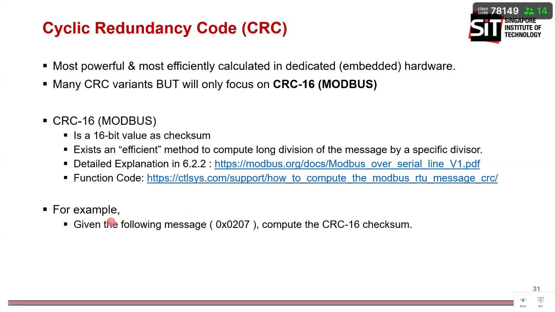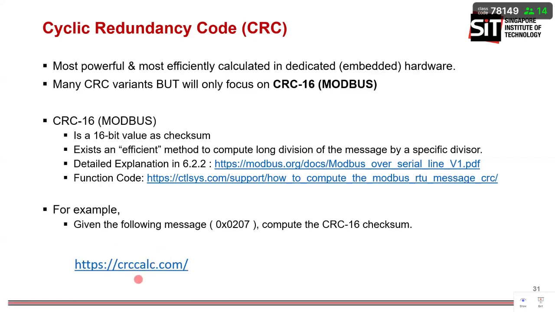And therefore, in order to do the checksum, the CRC, I'm not going into the detailed algorithm. So what I've done is to share with you that there are tools to help us calculate. For example, when we have 2 characters, hexadecimal 0207, these are the 2 bytes that we are trying to send. When we compute CRC, we can use this CRC calculator.